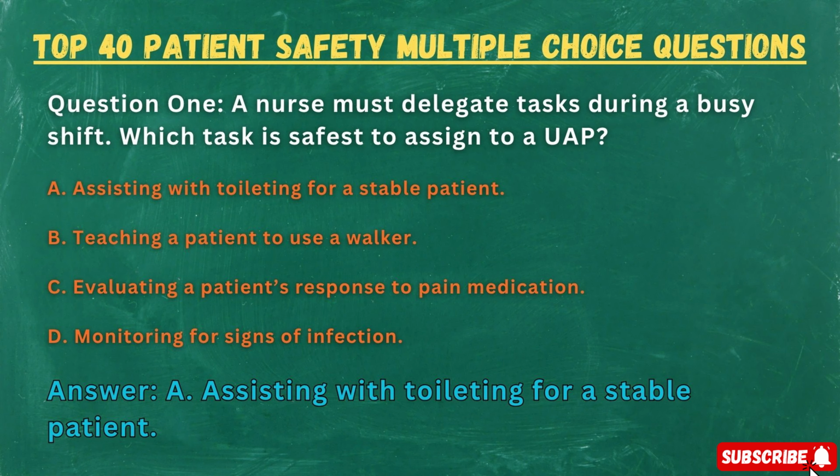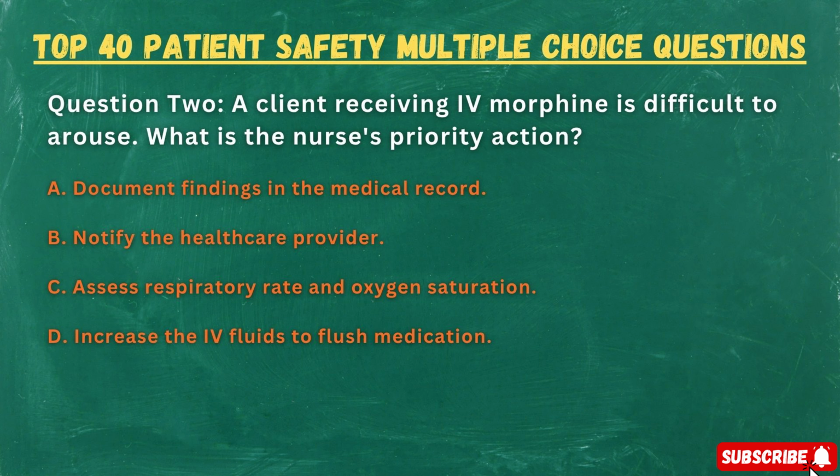Answer. A. Assisting with toileting for a stable patient. Question 2. A client receiving morphine is difficult to arouse. What is the nurse's priority action?